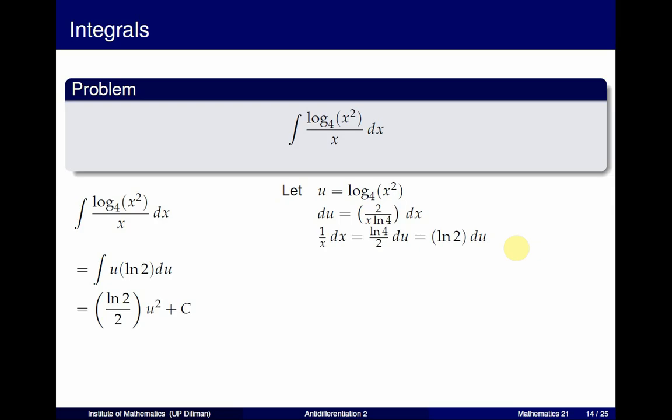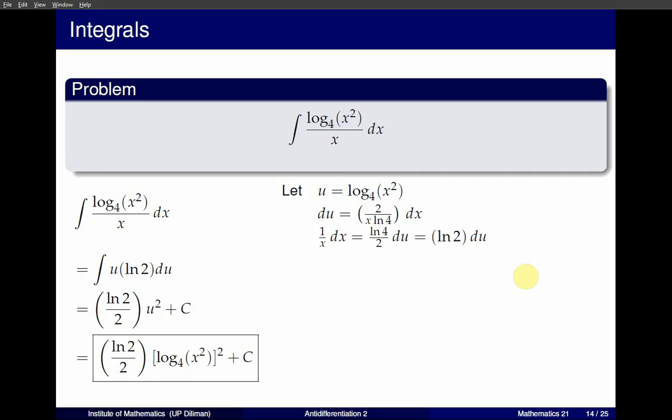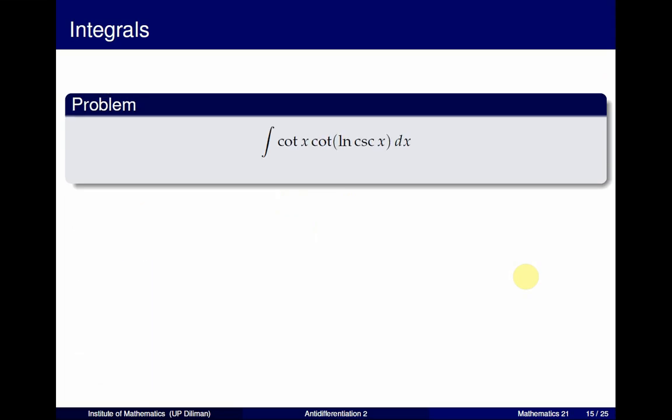But wait, once again, our integral should be in terms of the variable x. So we will be using the rule for the u-substitution to substitute back into the variable x. So our integral should be ln of 2 over 2 times the quantity of the square of the log of x squared to base 4, plus c. And that is our final answer. Let's take a moment to digest the solution. Ready? Let's move on to the next problem.